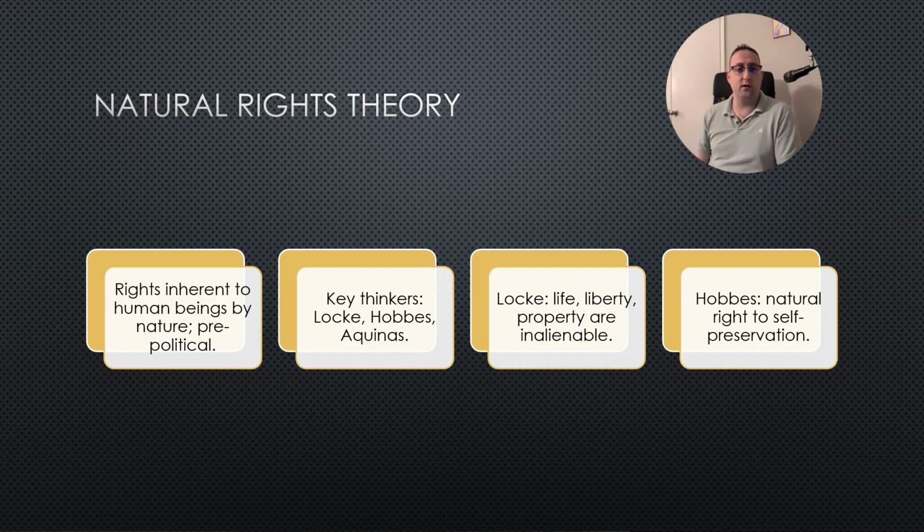So first off, we're going to talk about natural rights theory. This is the theory that rights come from the inherent nature of human beings as we exist in the world. This means that these are either evolved or built-in traits of humanity, and to violate these is to violate nature. The key thinkers are Locke, Hobbes, and it goes back to Aquinas as well. Life, liberty, and property are undeniable.